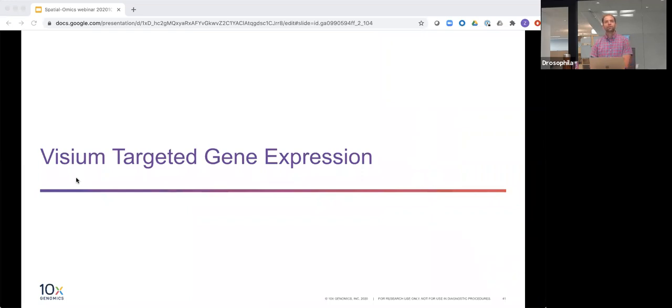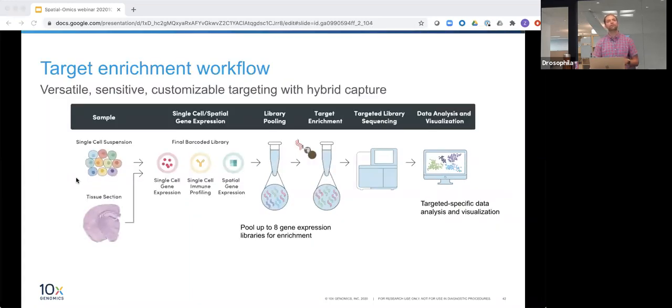So this is something that's coming out in the next couple of weeks. We'll be releasing the Visium targeted gene expression. This is essentially based on the single cell targeted gene expression workflow that we released a few months ago. It's essentially exactly the same, with some minor protocol differences that took a little bit to work out. But now that we have those worked out, essentially you take your final library. You can take up to 8 final libraries created using either the H&E or immunofluorescence workflow, combine them together, capture them with these biotinylated probes, sequence them, and do your data analysis like you would before.